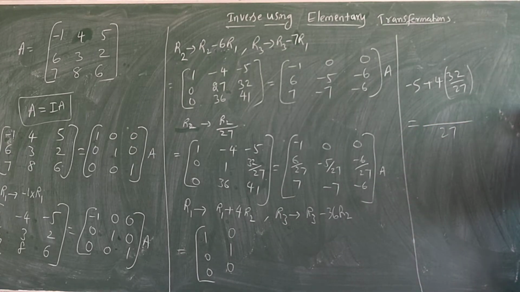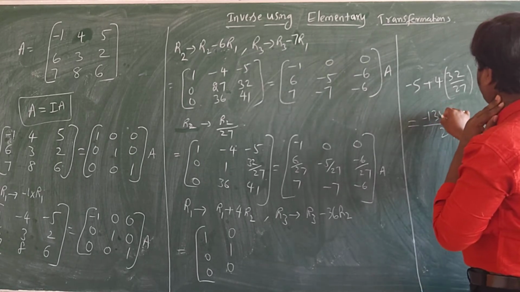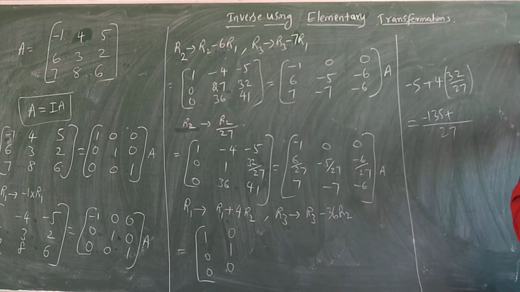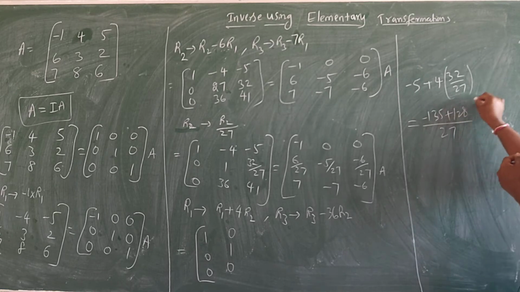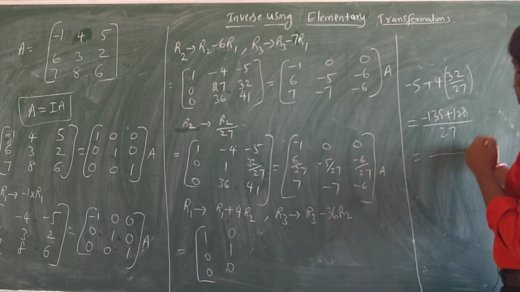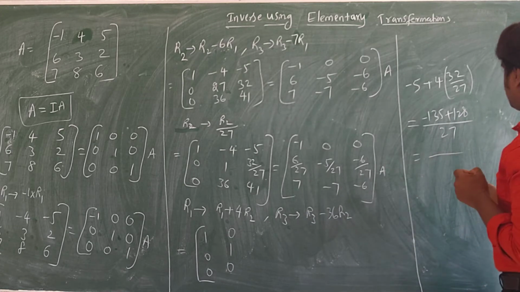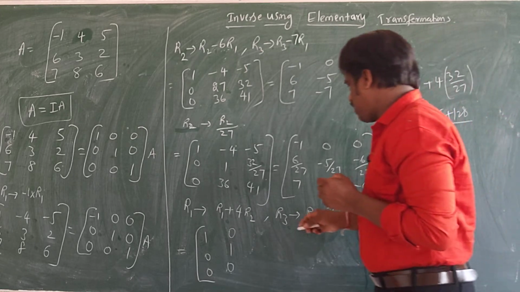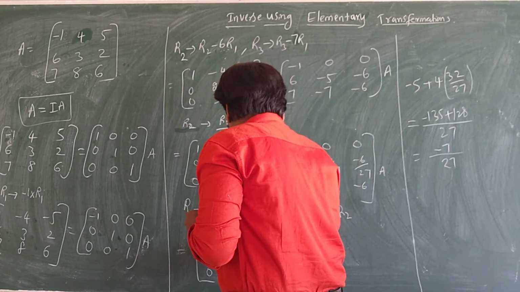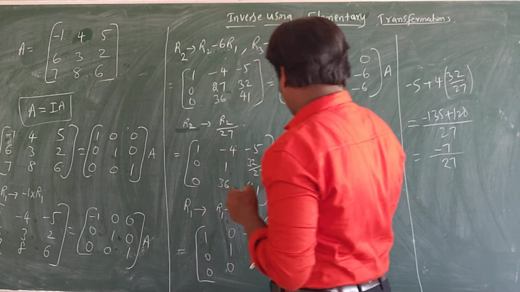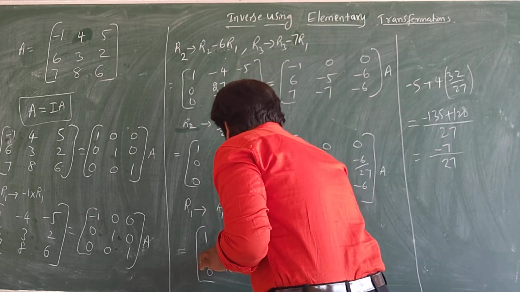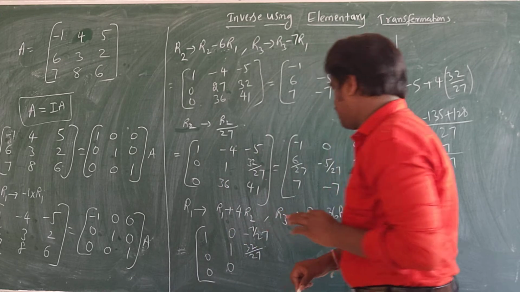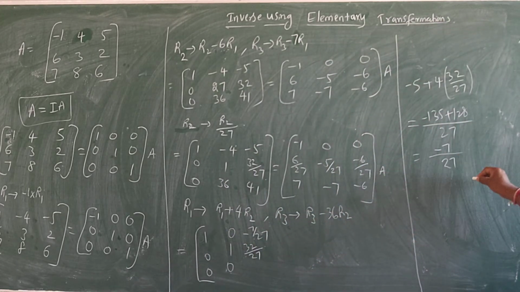Multiply, sir. Minus 135 plus 128. How much will it be? Fast. Minus 7 by 27. So you are getting minus 7 by 27 here. R2 has no disturbance, so 32 by 27. R3 is disturbed. How much will R3 get here?